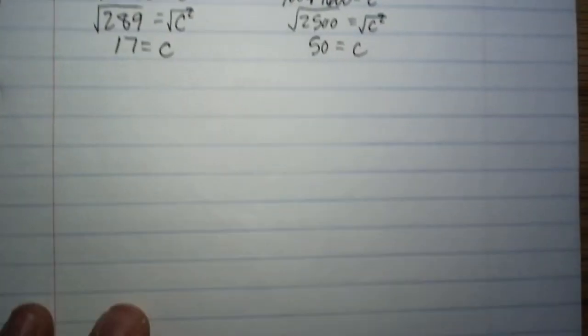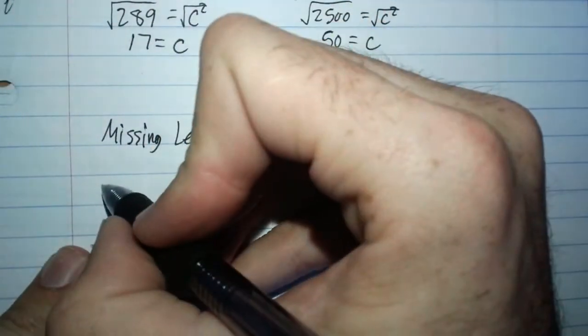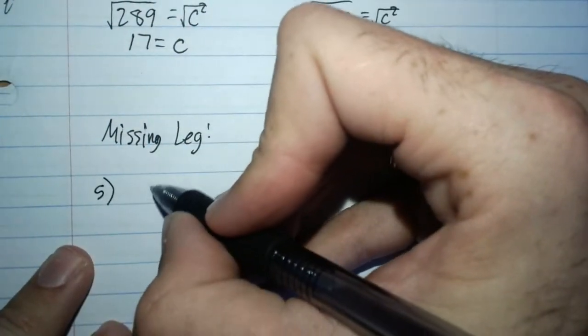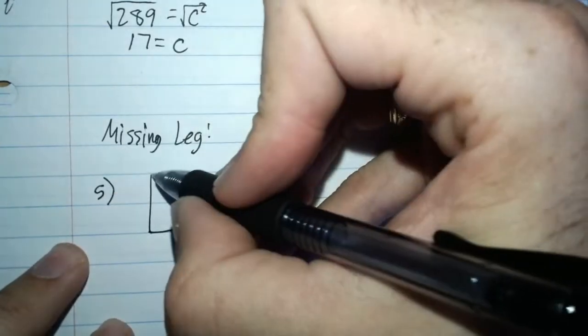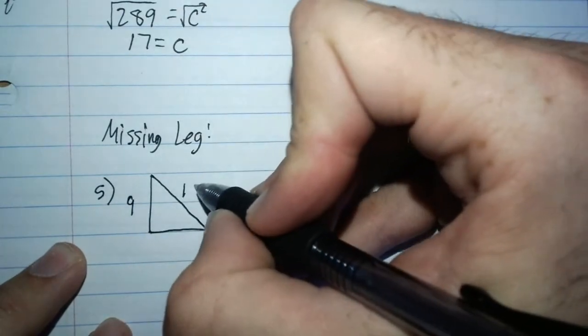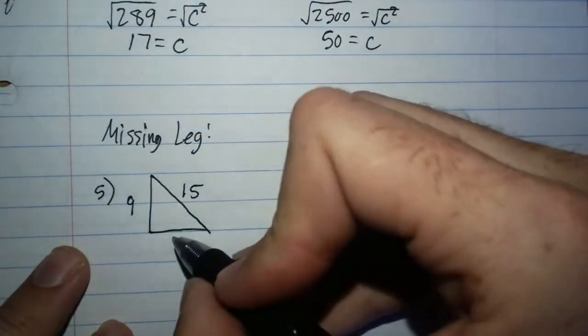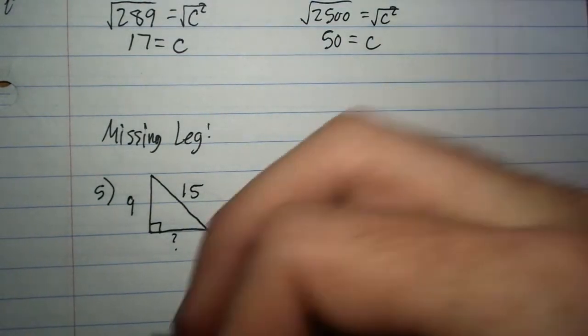The last option for them to ask you about is to find a missing leg. Okay, when you find a missing leg, like I said earlier, this involves a little bit different step. It is the same formula and everything, but you do have to add a step in here that you didn't on the last one. Okay, you have to remember to do one thing.